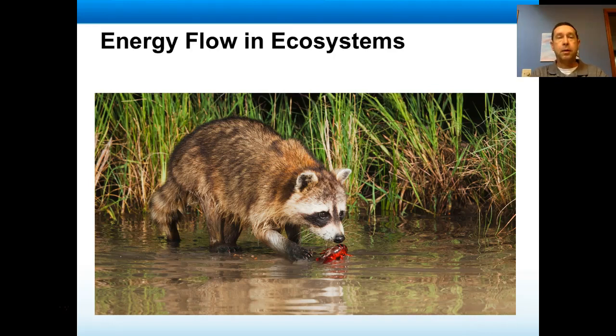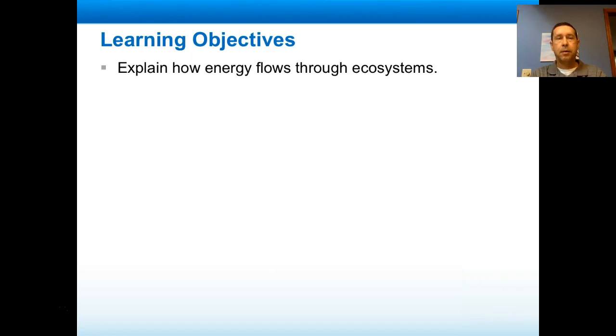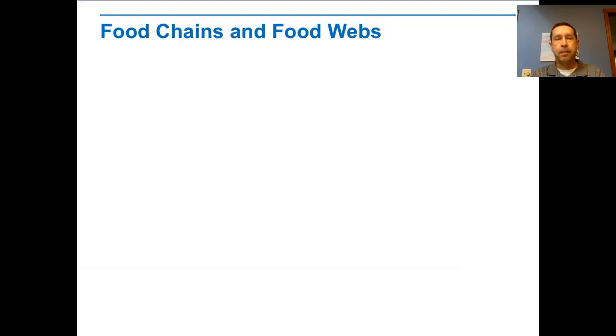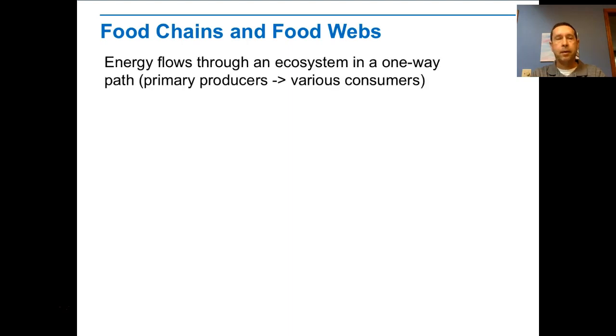All right, in this video we're going to look at energy flow in ecosystems. We're going to explain how energy flows through ecosystems and explain how ecological pyramids help us analyze energy flow through the various trophic levels, or the feeding levels, of the food chains and food webs. So a food chain and a food web are related things.